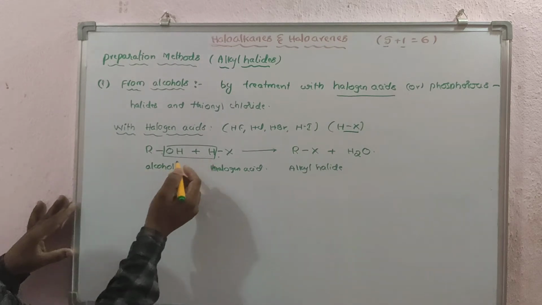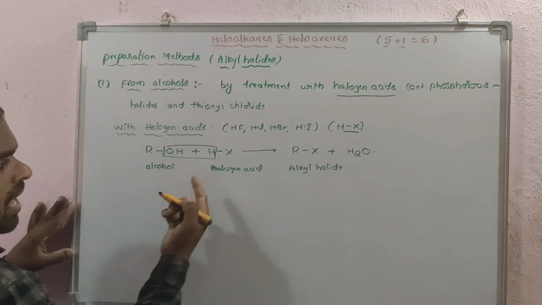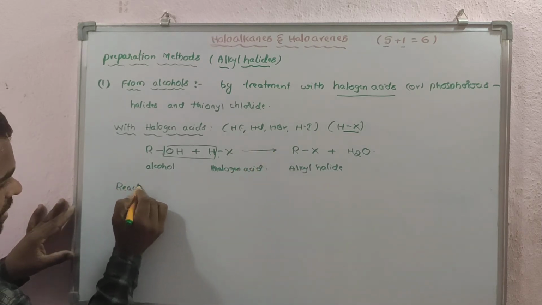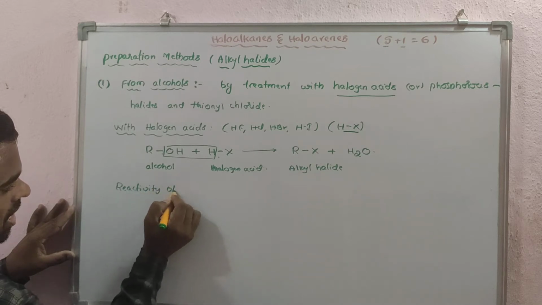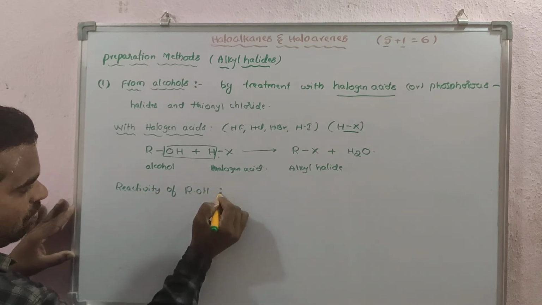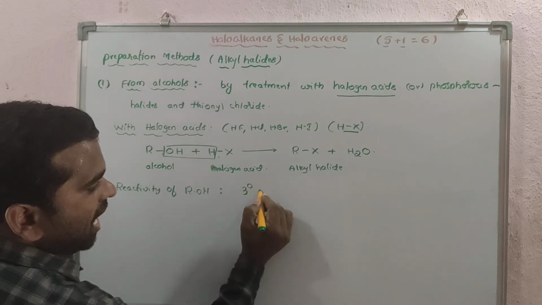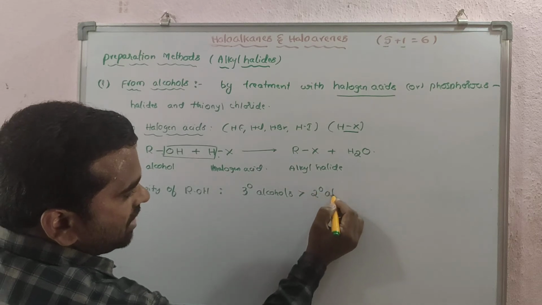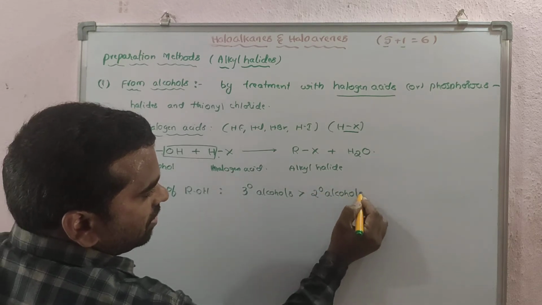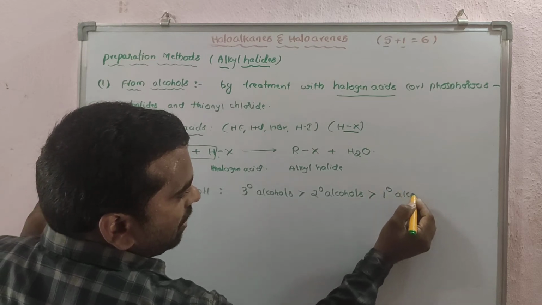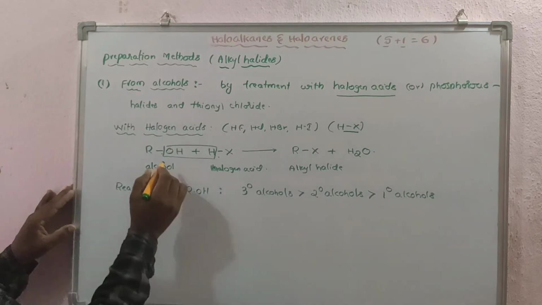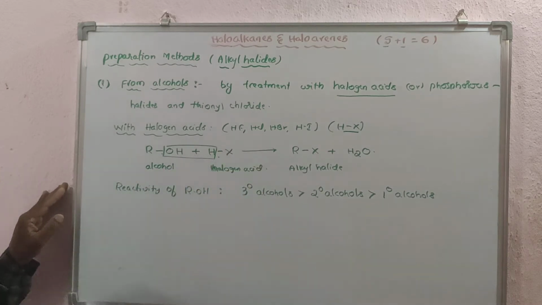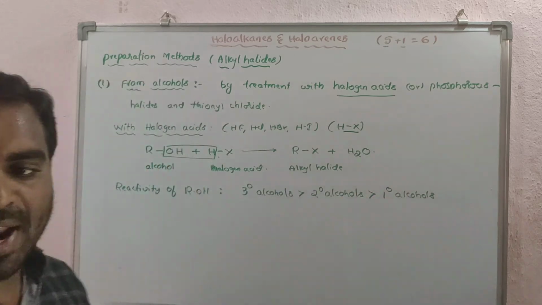Now, what is the reactivity? In this reaction, what is the reactivity of alcohol and what is the reactivity of halogen acids? First one is reactivity of ROH. Tertiary alcohols are more reactive compared to the secondary alcohols, and then primary alcohols. Means tertiary alcohols will react very fast with the halogen acid compared to the secondary alcohols and primary alcohols.